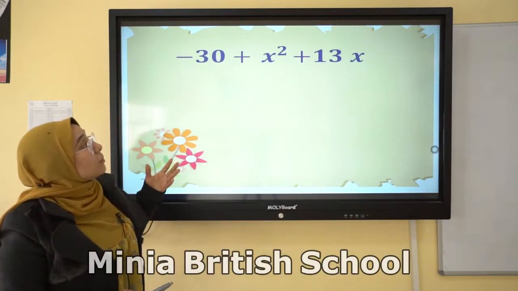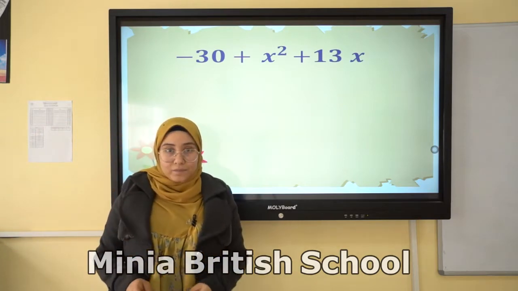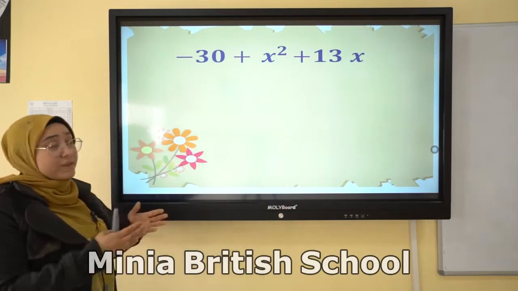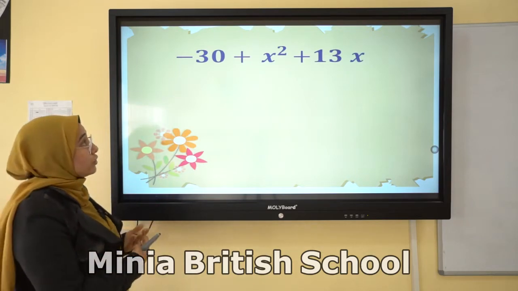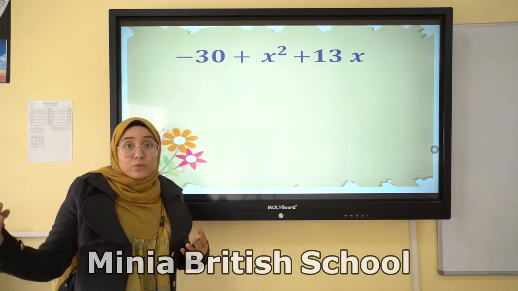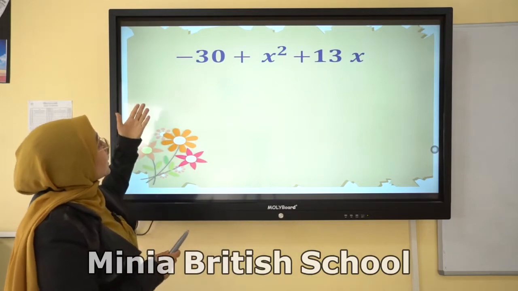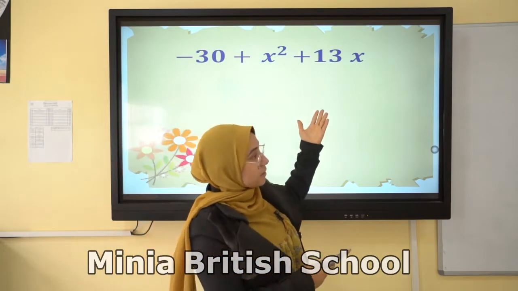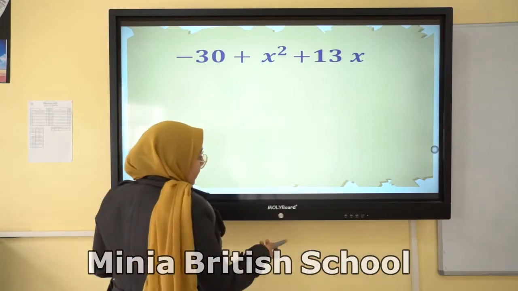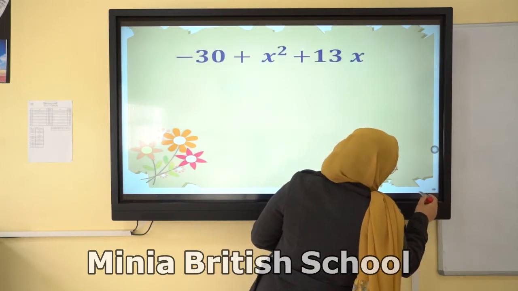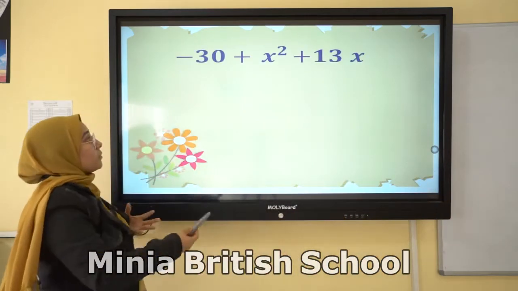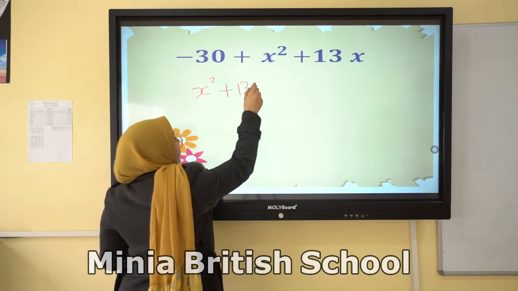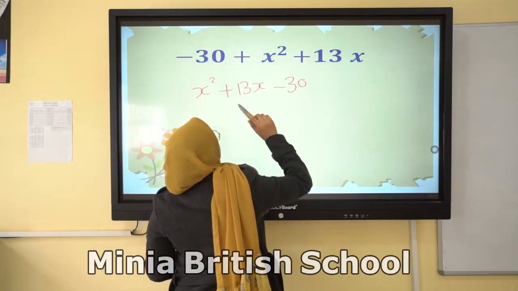Negative 30 plus x power 2 plus 13x. Here, first, arrange the terms of the expression descendingly according to the exponents, or according to the power. This term is in 0 degree, this term is in second degree, and 13x is in first degree. So the expression, if I arrange it descendingly, becomes x power 2 plus 13x minus 30. Okay?